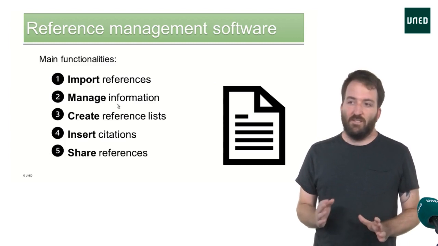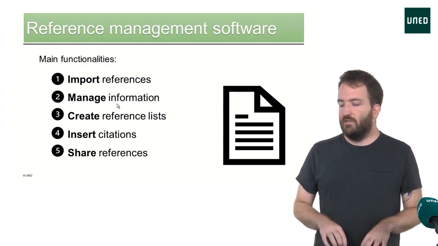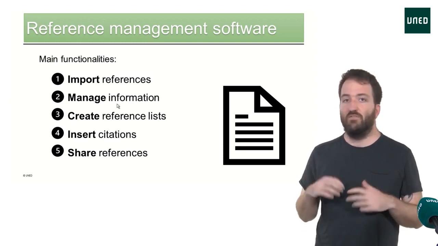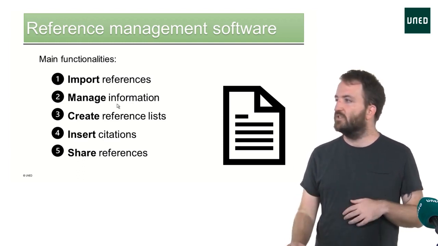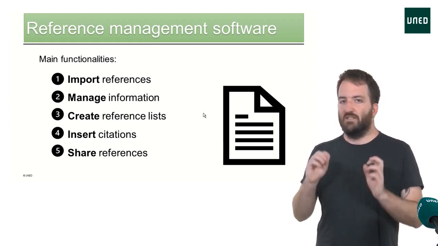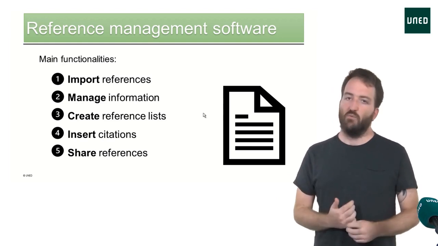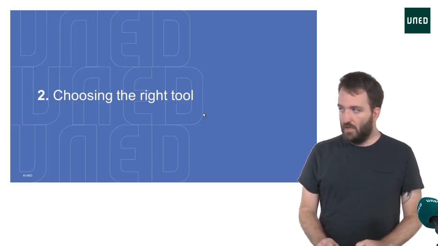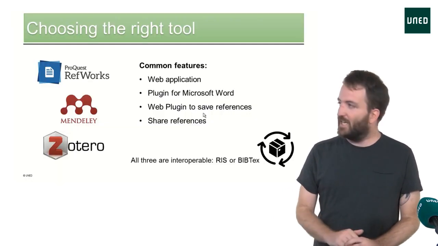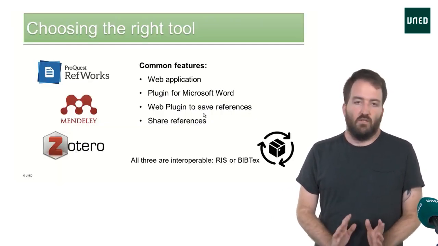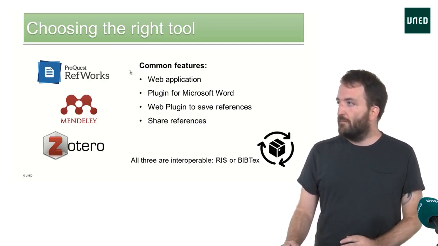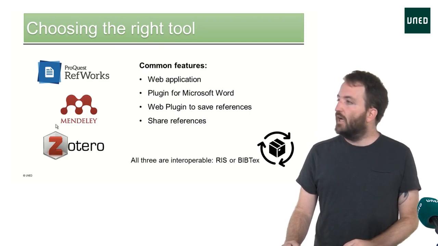All of them have similar functionalities. In these three, for example, they share the same functions. They can import references, they can manage this information, we can create reference lists, so bibliographies, we can insert citations into our documents, and we can share the references. But then how to choose? Of course, again, as I said before, choosing the right tool for you is a personal choice. All three of them are fine.